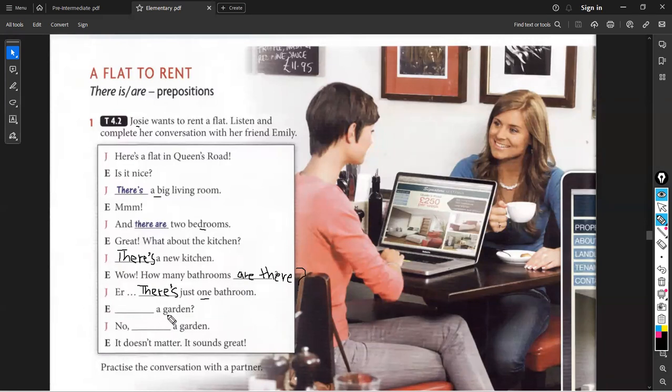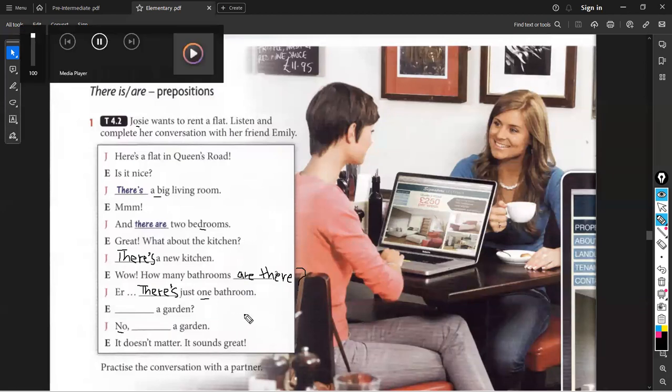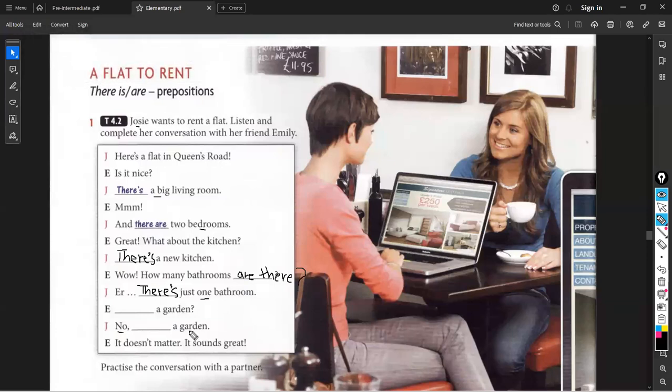Now let's complete. We have a garden, but we have no... Is there a garden? No, there isn't a garden. I said is there because I am asking about a singular. Is there a garden? No, there isn't a garden.